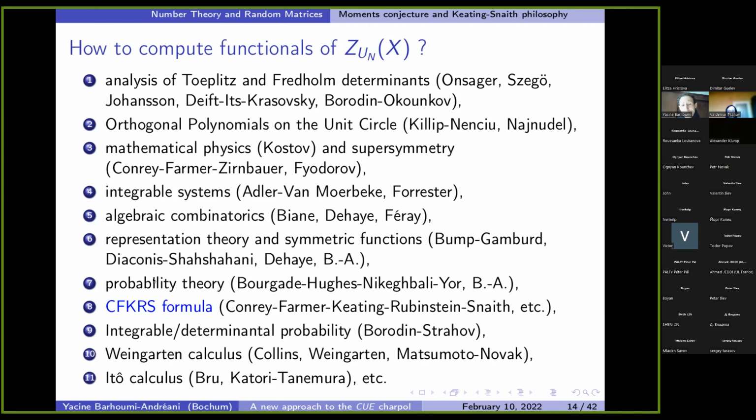And here also, probability theory. So this CF-KRS formula that I will present at the end. So you have also some determinantal and integrable probability. Weingarten calculus, this is a special type of calculus on the unitary group. Ito calculus, this is classical probabilistic theory. You can define a Brownian motion on the unitary group, etc., etc. So you have plenty of ways to compute, and this is what makes the theory interesting.